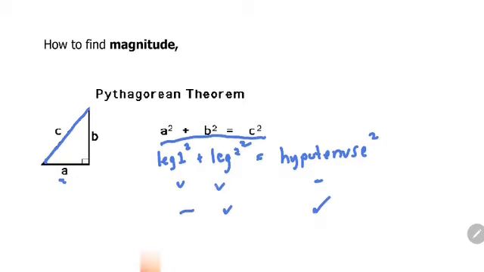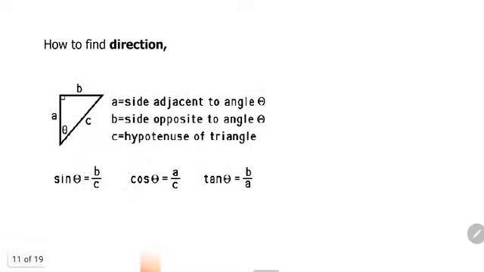Okay? Basta yung longest, lagi siya yung C. Okay? And then, yung leg, pwede magkabaliktad. Pwede itong A, itong B. Basta yung nakaslant, siya yung C. Remember that. How to find the direction?